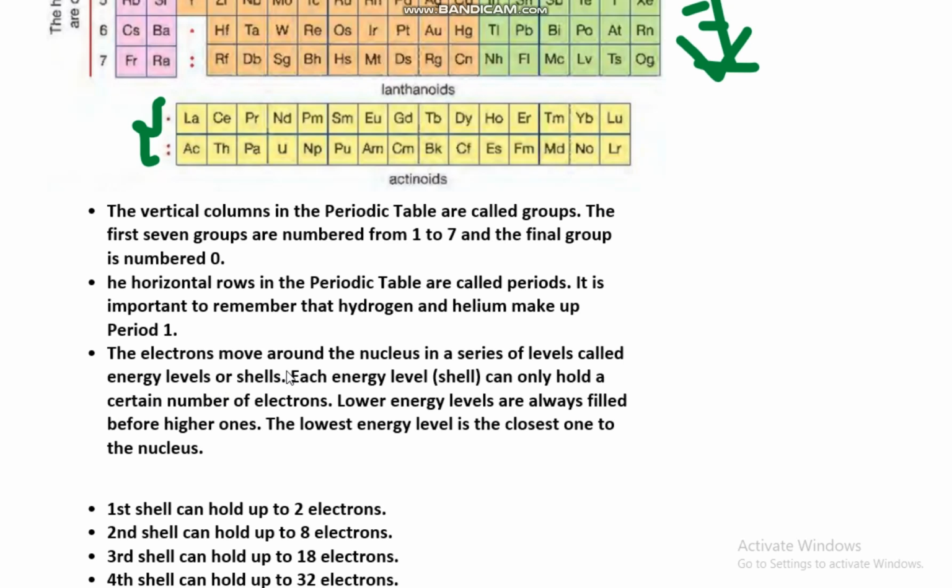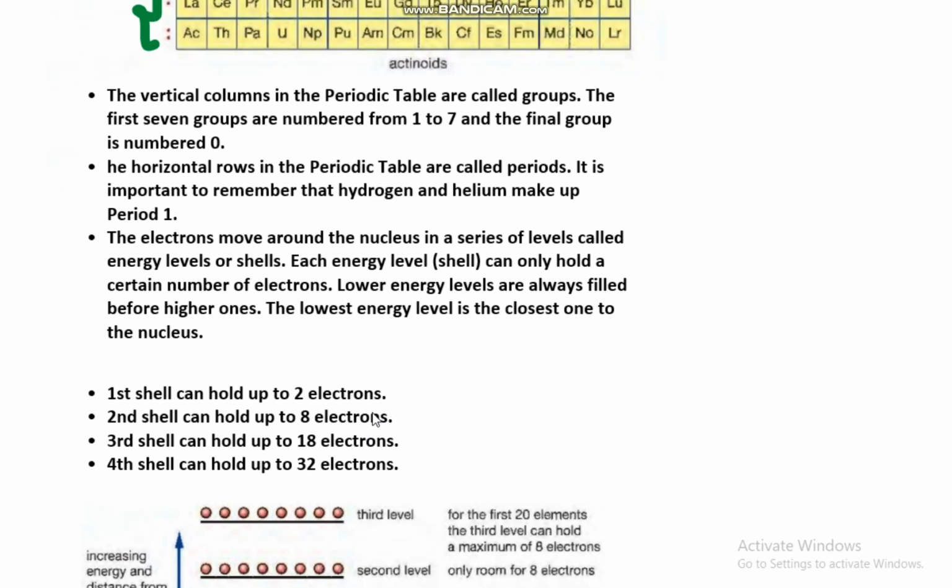As I explained, the electrons move around the nucleus in a series of levels called energy levels or shells. Each energy level shell can only hold a certain number of electrons. Lower energy levels are always filled before higher ones. The lowest energy level is the closest one to the nucleus. The first shell can only hold up to 2 electrons, the second shell can hold up to 8 electrons, the third shell can hold up to 18 electrons, and the fourth shell can hold up to 32 electrons.